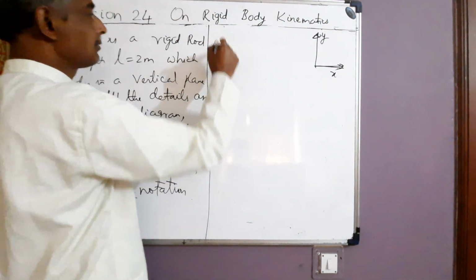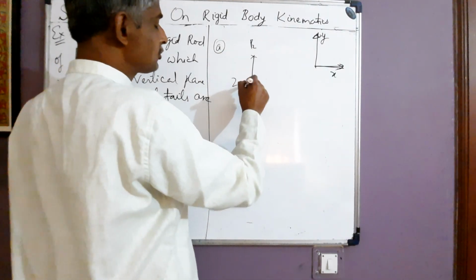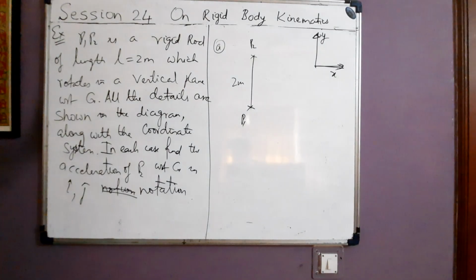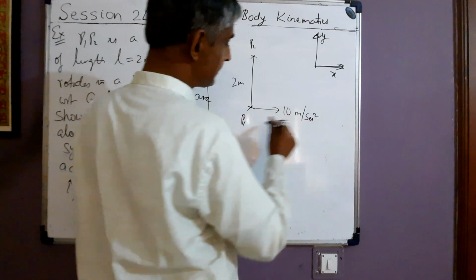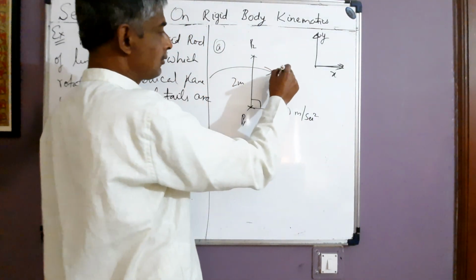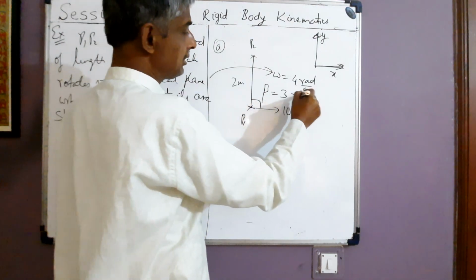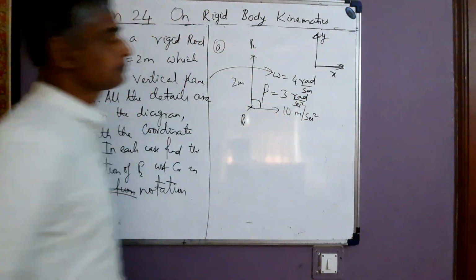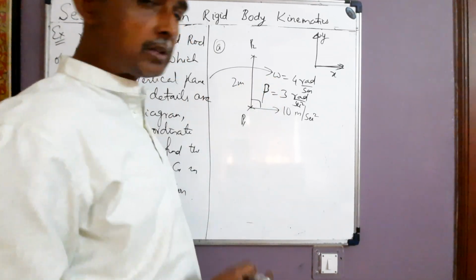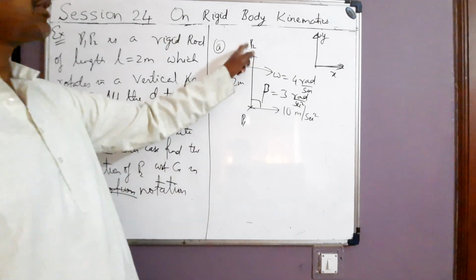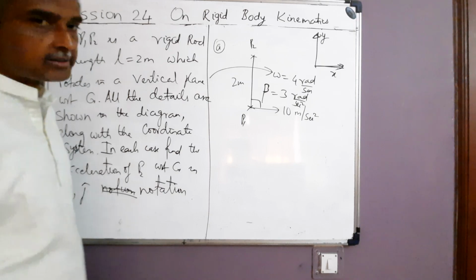So part A is this. This is the rod P1 P2. Length of the rod is 2 meter, constant, rigid rod. Acceleration of P1 is 10 meter per second square with respect to ground at right angles. Omega is 4 radian per second with respect to ground. Beta is 3 radian per second square with respect to ground. So omega is the angular velocity of the rod with respect to ground, and beta is the angular acceleration of the rod with respect to ground at this instant. Then we have to determine the acceleration of P2 with respect to ground at the given instant. So we will follow the SRC procedure for acceleration.